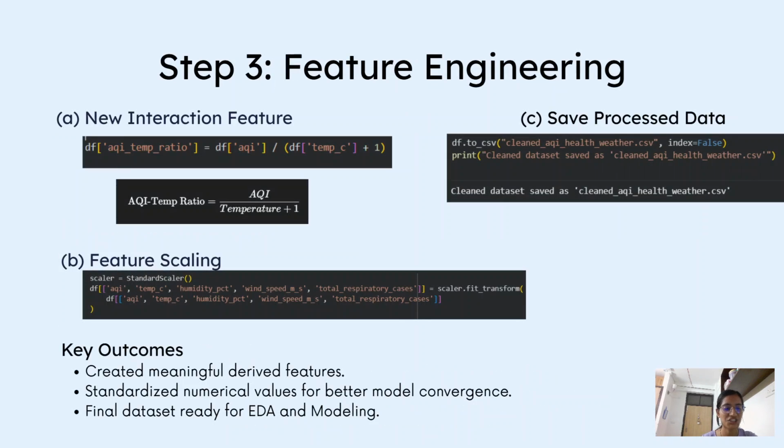Next step is feature engineering. First we make a new feature using AQI and temperature, which is AQI temperature ratio equals AQI divided by temperature plus 1. Then we do feature scaling. Then we save the processed data. In the engineering process, we create a new feature and standardize, and our data is ready for EDA and model training.